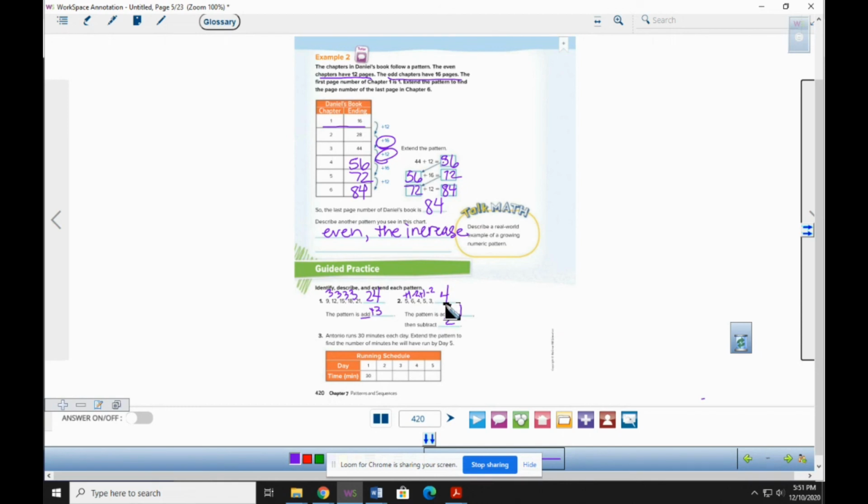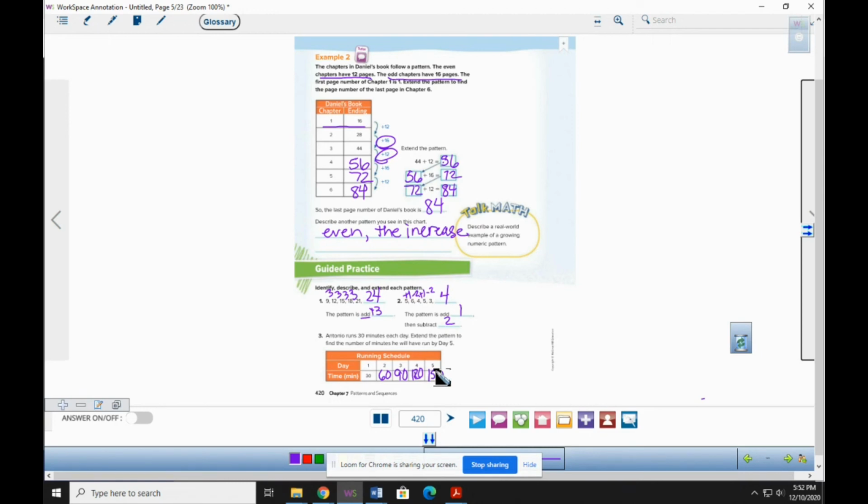Let's look at number 3. Antonio runs 30 minutes each day. Extend the pattern to find the number of minutes he will run by day 5. Day 1, he ran 30. Day 2, we'll add 30 to that. 30 plus 30 is 60. Day 3, add another 30. Day 4, add another 30. And by day 5, when we add another 30, we have 150.